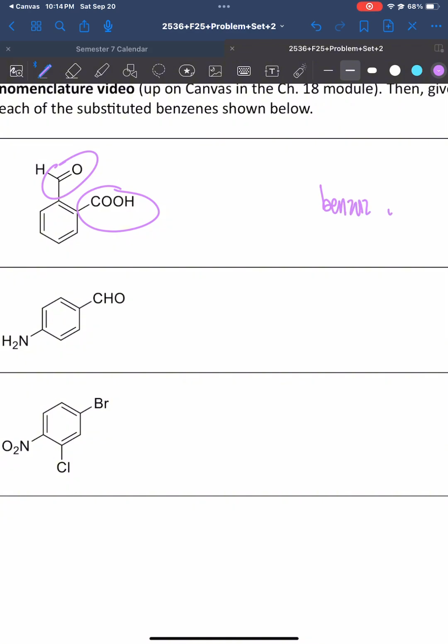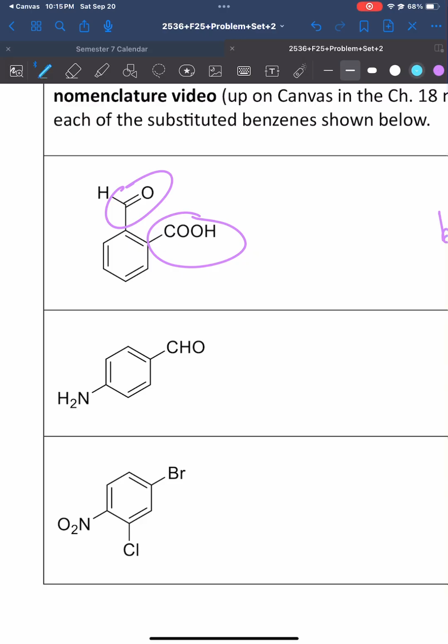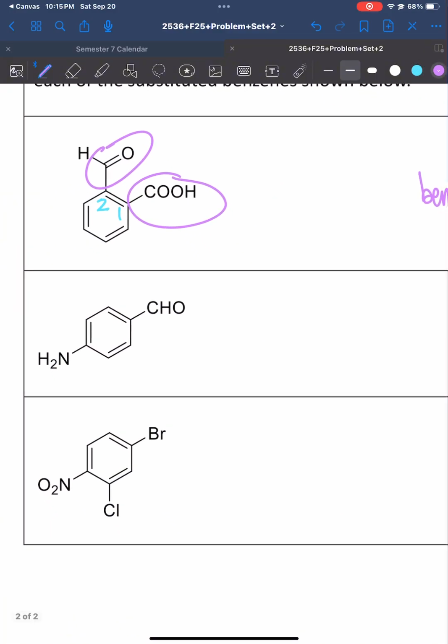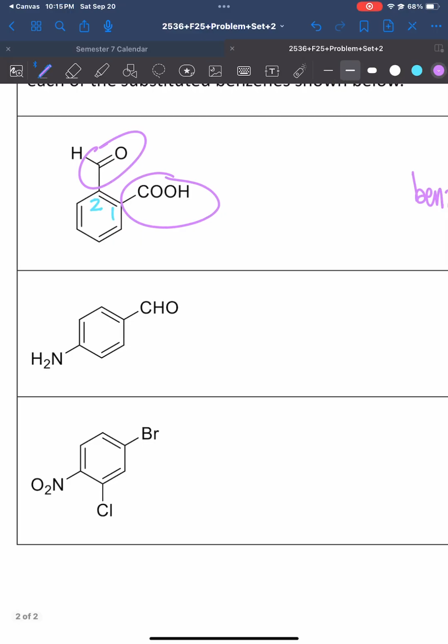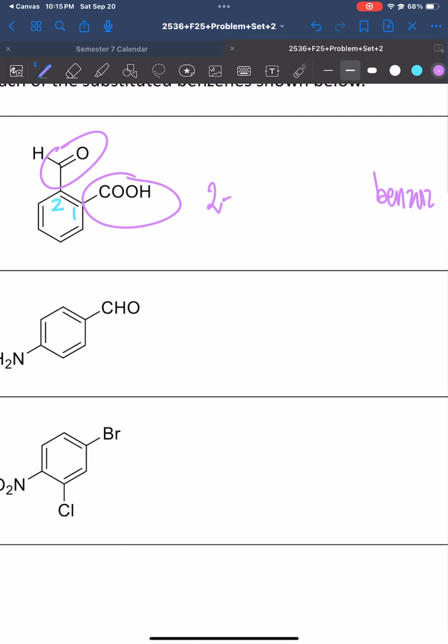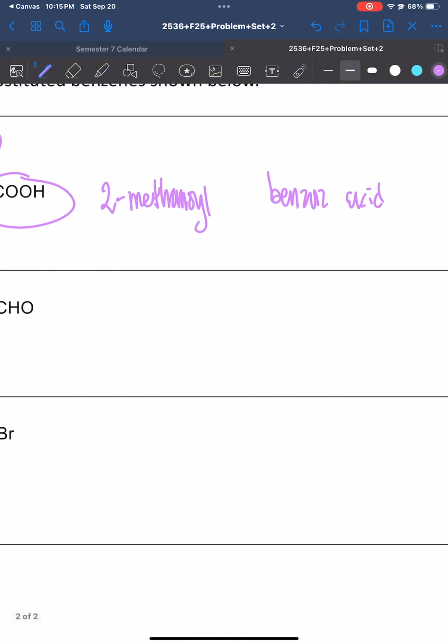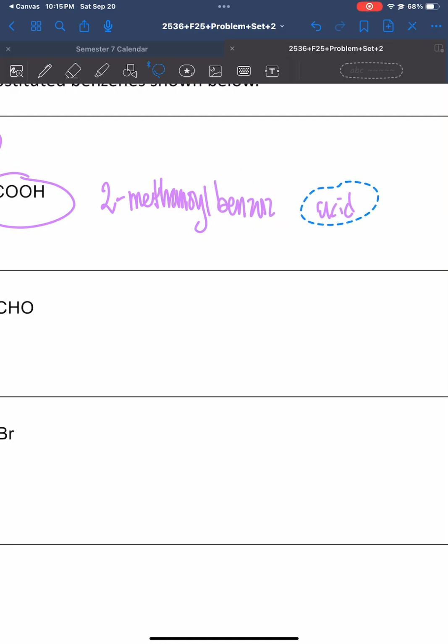So that must mean that this is carbon number 1. And if we go by the numbering order that follows the lowest number, we would go to the left, making the aldehyde group fall on carbon number 2 of the benzene, but we must give it the proper prefix, which is going to be methanoyl. 2-methanoyl benzoic acid. We don't want a space between these except between benzoic and acid.